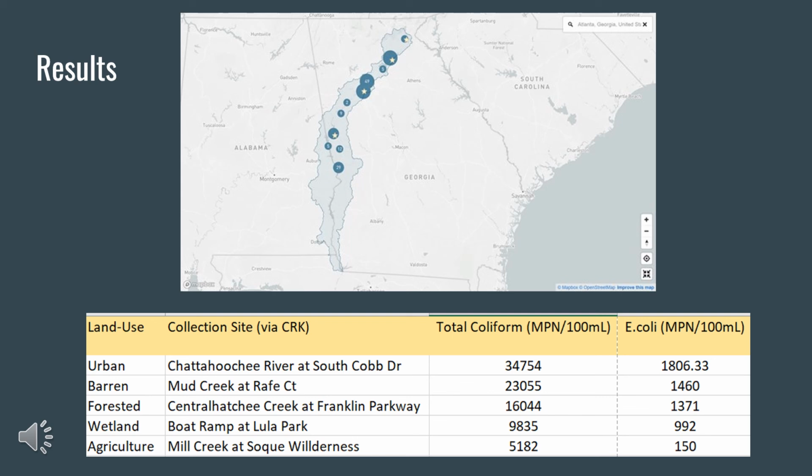By looking at the table, you can see that all of the sample sites are way above the EPA recommended rate of 126. The closest E. coli rate is surprisingly agriculture, and there's no surprise that the highest is urban, which is almost 14 times greater than the safety recommended rate.